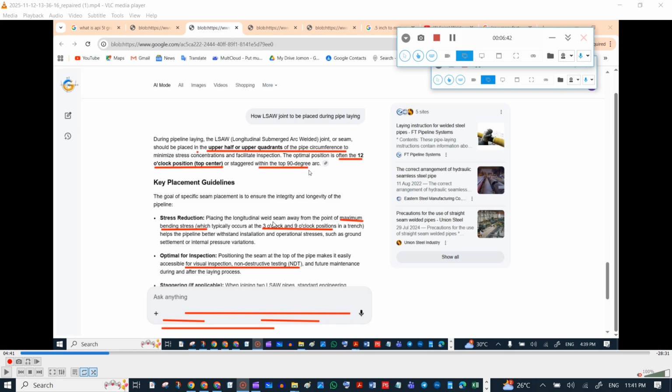The principle is that it should be placed away from the point of maximum bending stress, which typically occurs at 3 o'clock or 9 o'clock positions in a trench. So it will better withstand installation and operational stresses, ground settlement, or internal pressure variations. And it is also good for visual inspection, non-destructive testing, etc.